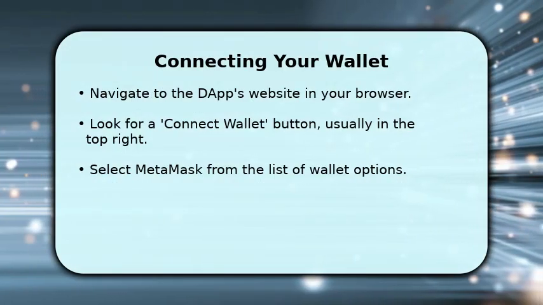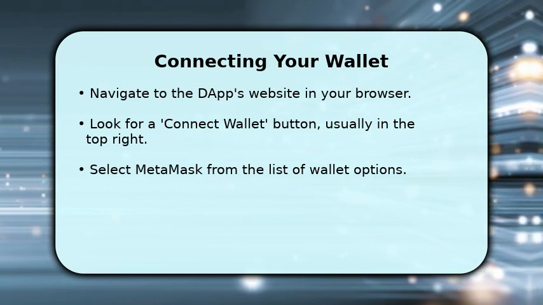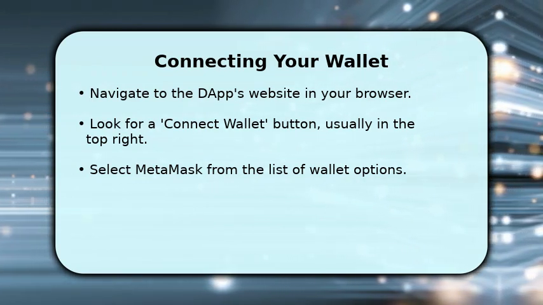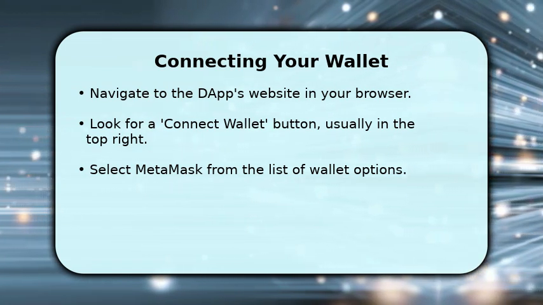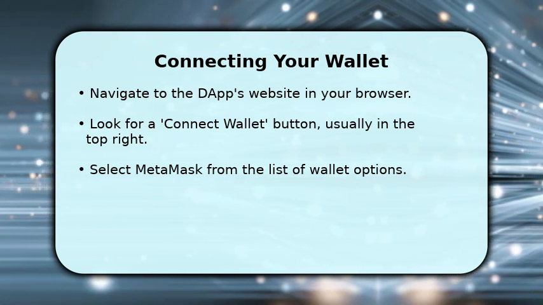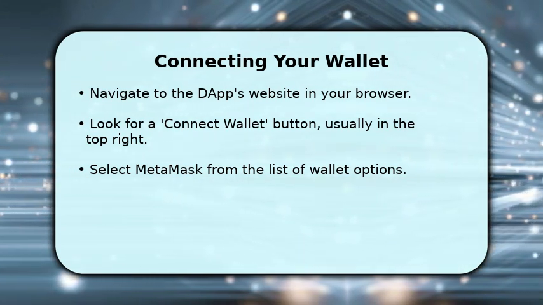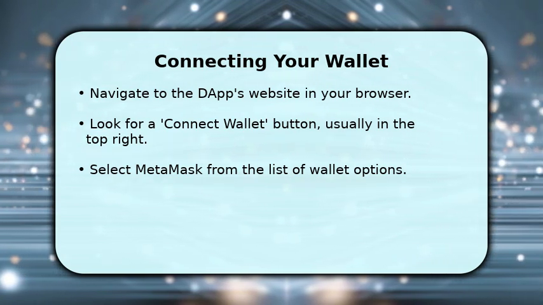Once you're on a DApps website, locate the Connect Wallet button, often found in the upper right corner. Clicking this will usually present a list of wallet options. Choose MetaMask, and a prompt will appear from your MetaMask extension. This prompt asks for your permission to connect your wallet to the DApp. Review the requested permissions and confirm the connection to proceed.